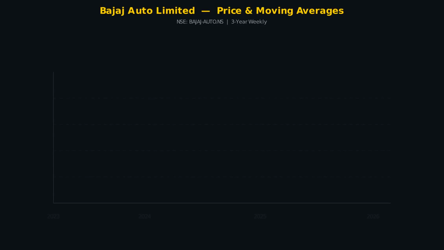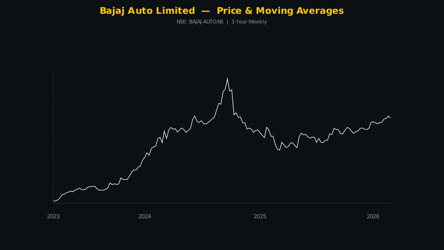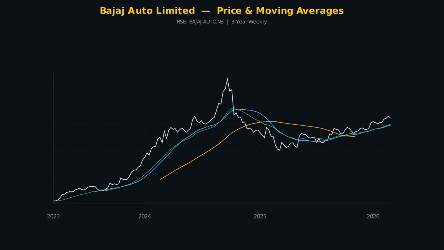Bajaj Auto Limited is currently at Rs 9,816. The SMA 20 is at 9,302, and the SMA 50 is at 8,758. Price is above the 50-period average, indicating a confirmed uptrend. Watch how the moving averages act as dynamic support and resistance throughout the 3 years of price history shown here.